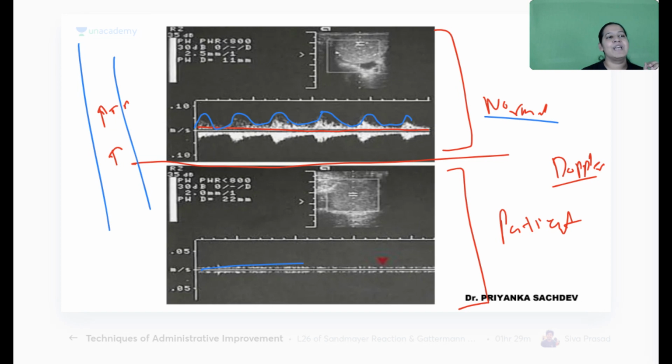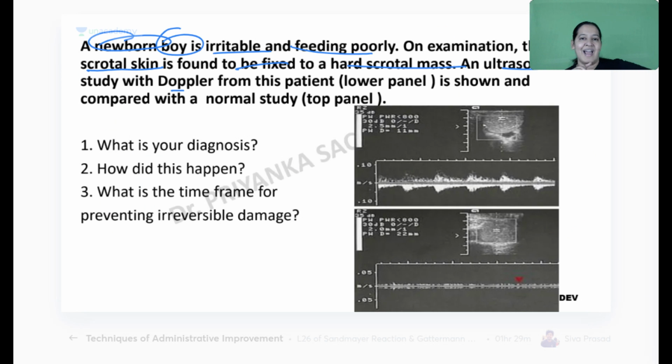See here, the blood flow is zero. During systole and diastole, you can't find any change. It is zero. So there is no pulsatility in the testicular artery and testicular vein in Doppler. What is the diagnosis? Chet Patel, you are right. Chet has given the diagnosis. Vikram, you are also right. It is torsion testes. So the boy is having torsion testes.